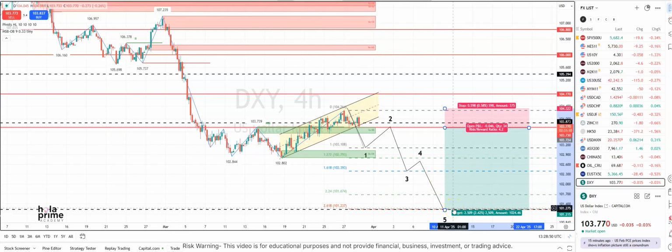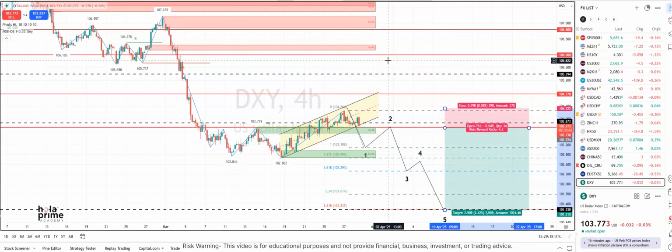Why don't I sell it at current price? Because I haven't got the wave structure, and if I sell it at current price, I'm going to be selling it around about the same level on a retest in this wave 2. So that's the dollar index.